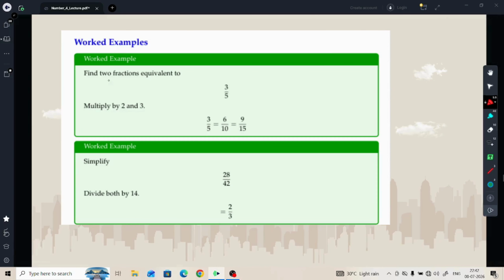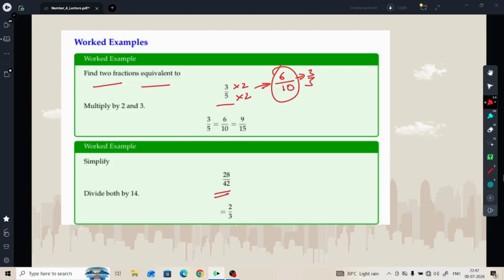Then it is asking you to find two fractions equivalent to 3 by 5. Again, for this, what you can do is multiply by the same number in numerator and denominator. Because if you're multiplying by the same number in numerator and denominator, it is just making a pre-simplest form. So it becomes 6 by 10. Again, its simplest form is 3 by 5 only. But yes, it's another way to write it. So it's basically an equivalent fraction.